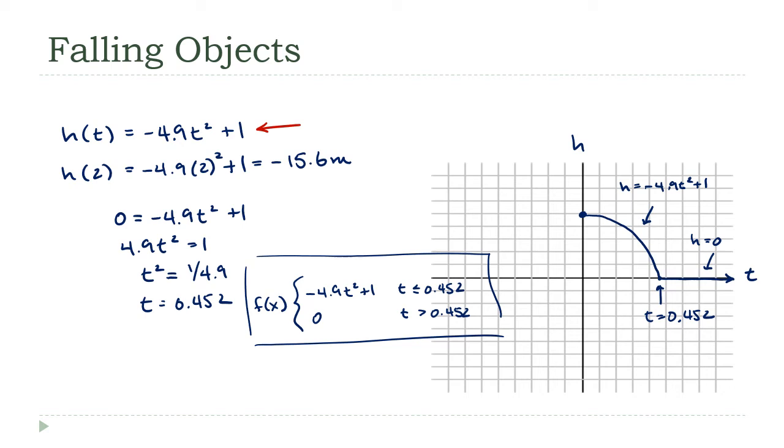So I could take this even a little further and make this 0 less than or equal to t, less than or equal to 0.452. And now it really describes the behavior of this pen, starting from our initial possible point, t equals 0, all the way out as far as we want it to go.